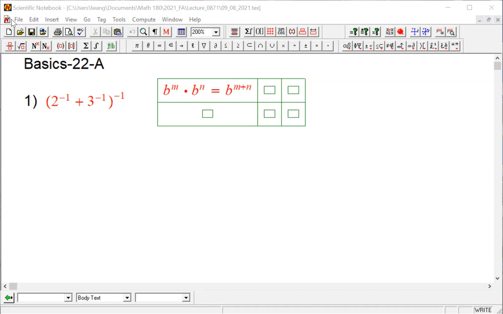Hold on, let me turn on the video. They're all related to multiplication or division. We cannot distribute this negative sign to the inside, right?